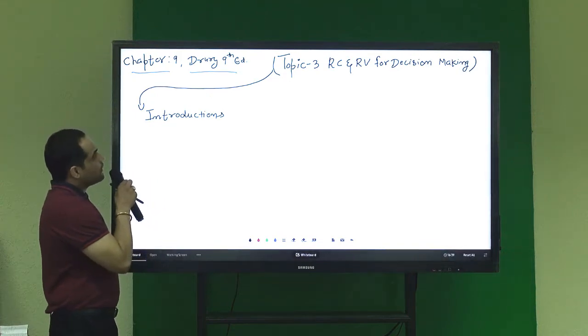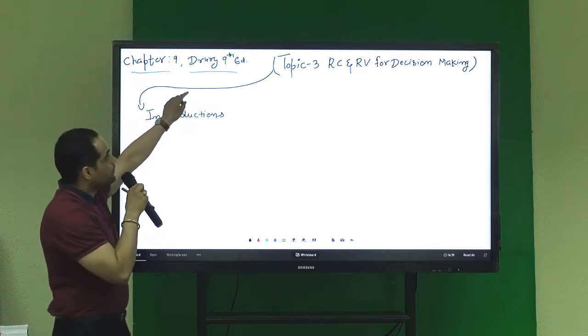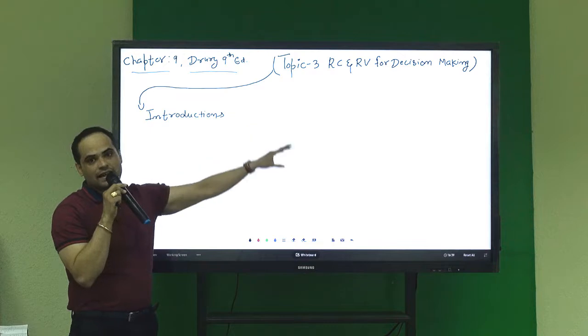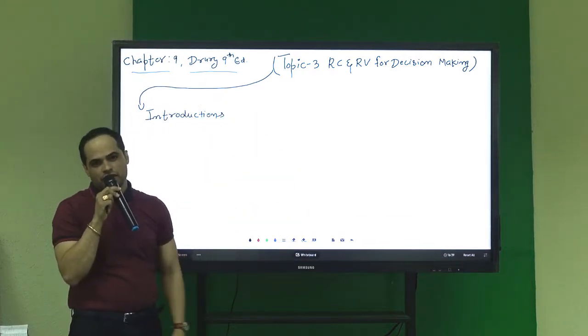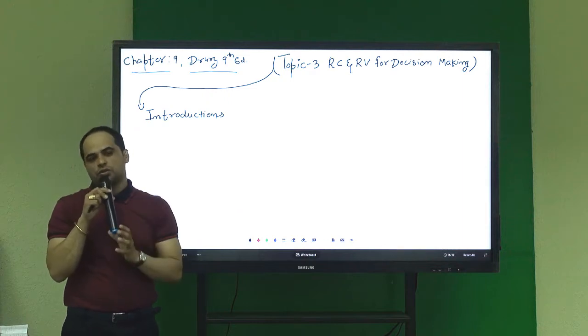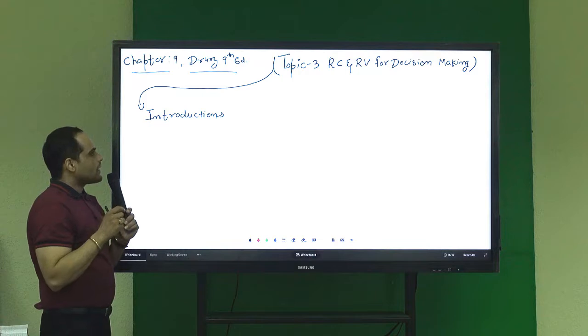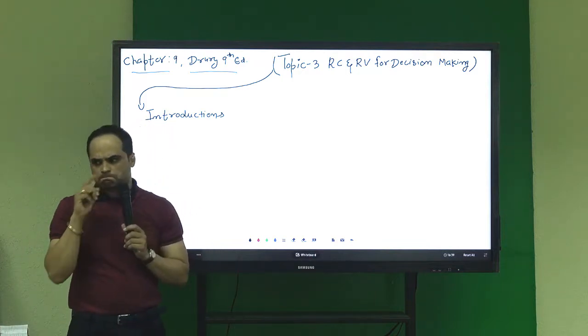This topic 3 is in chapter 9 in your recommended textbook, which is the 9th edition. Alright, so chapter 9 for the 9th edition textbook, the textbook which I sent you last week, the same textbook. Alright, so let's start with the relevant cost and revenue for decision making.